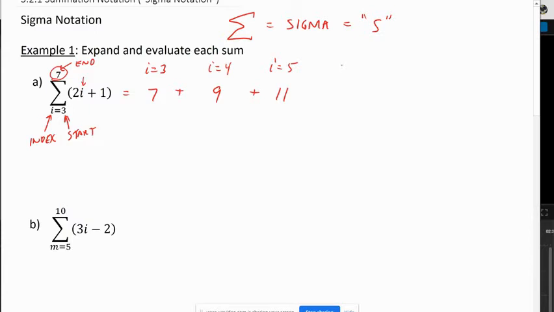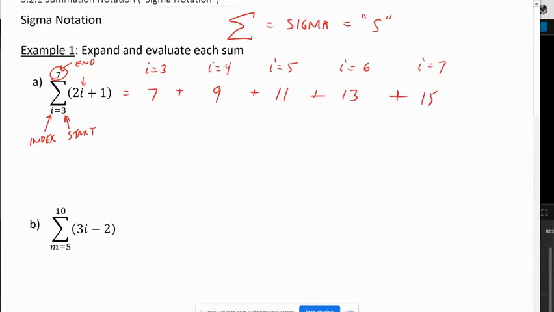So now we're still going to plug in i equals 6, and then i equals 7, and that's where we'll stop because it says to end at i equals 7. So we're plugging in the i values from 3 to 7. 3, 4, 5, 6, and 7 are the i values that we're plugging in. When we plug in 6, we get 13. And when we plug in 7, we get 15. So that is the expanded sum.